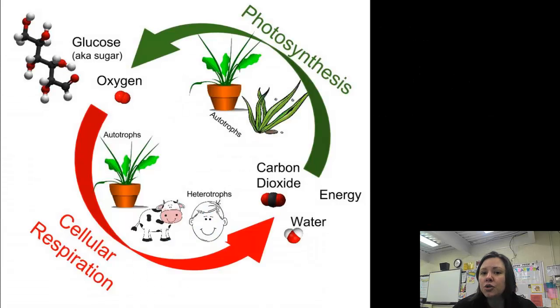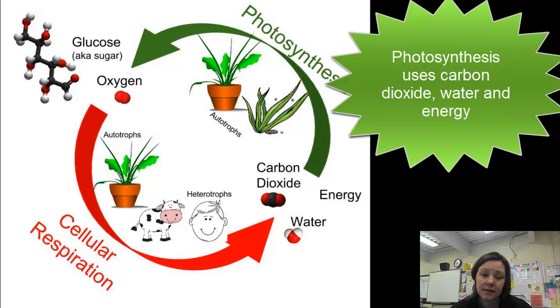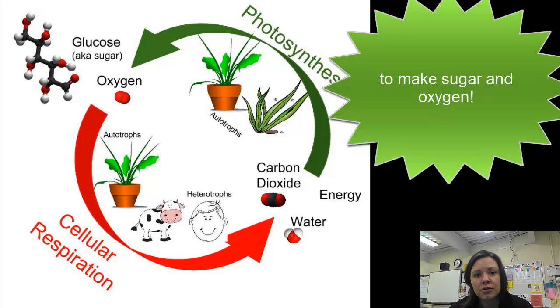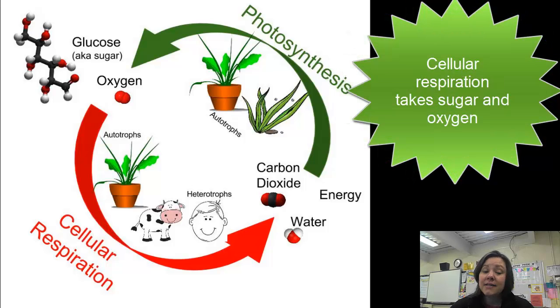Now, one of the things I do want to make sure we understand is that when you start to learn a little bit about cellular respiration, it's going to look very familiar. It's actually just the opposite of photosynthesis. Remember, we learned that photosynthesis is when you take carbon dioxide and water with a little bit of sunlight, and it makes glucose or sugar and oxygen. Well, cellular respiration is just the opposite of that.